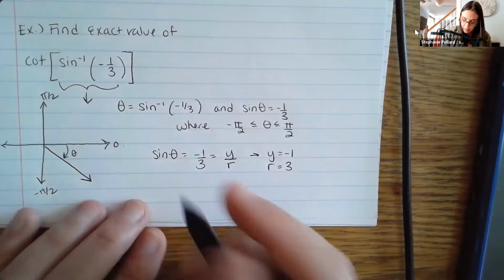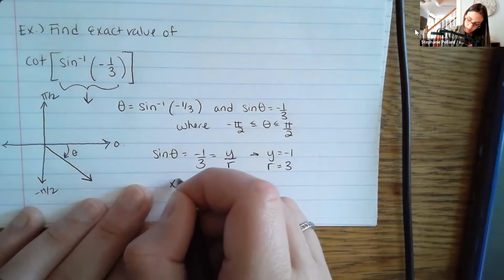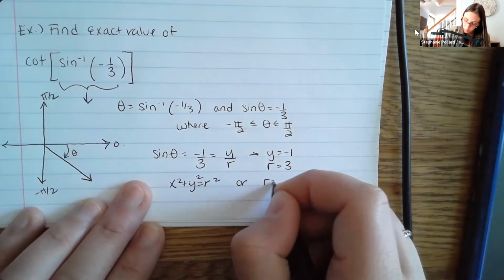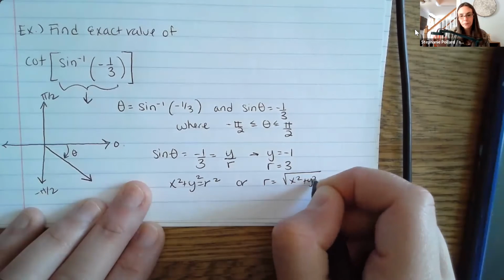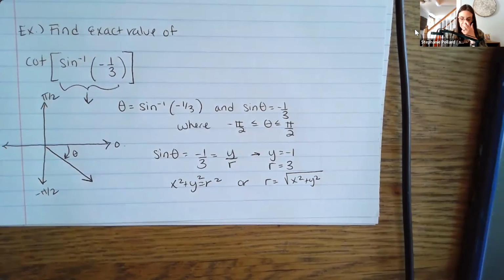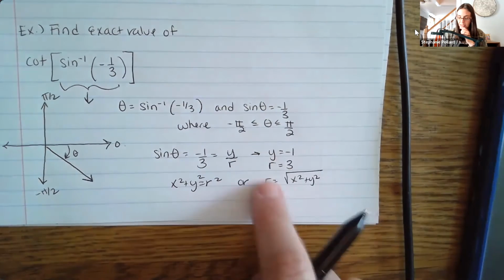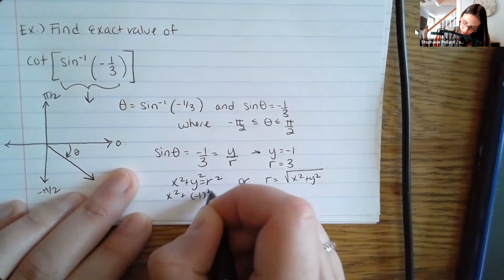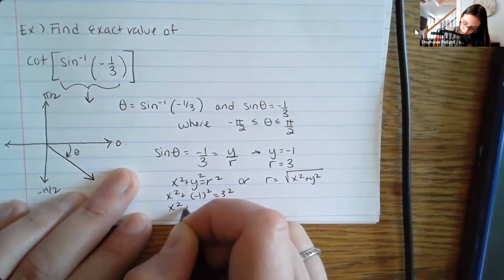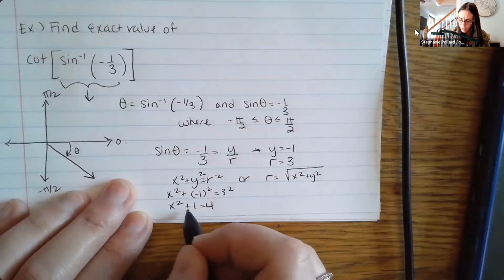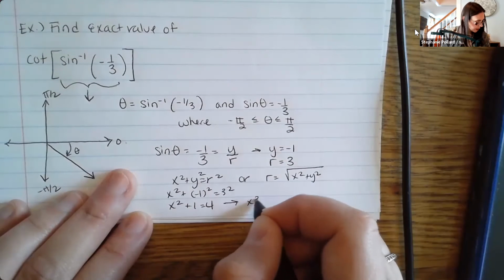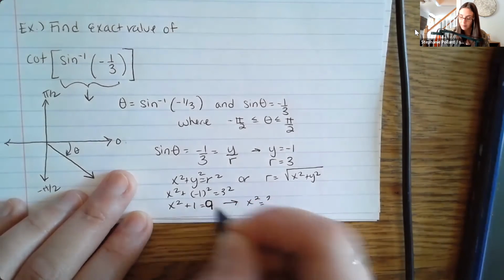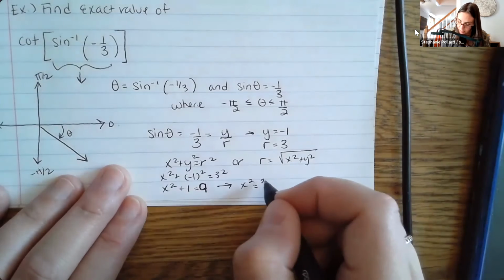So I can use that idea that x squared plus y squared equals r squared, or we've also seen the formula r equals the square root of x squared plus y squared. So they both really work the same way. I'm going to use this version because it's just easier. I'm going to have to square everything anyway to simplify. So I would have x squared plus -1 squared is equal to 3 squared. X squared plus 1 equals 9, not 4. If I subtract 1 from both sides, I see x squared is equal to 8.